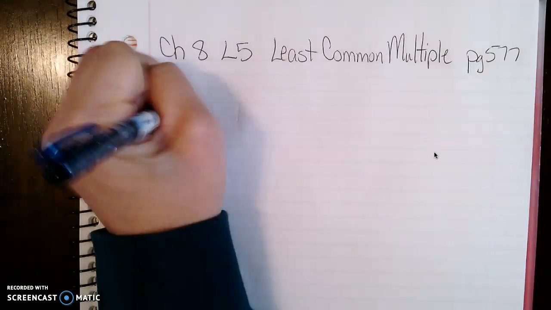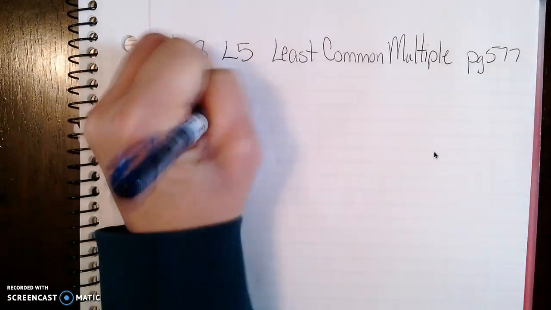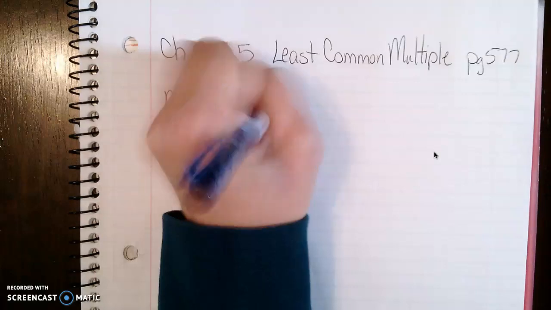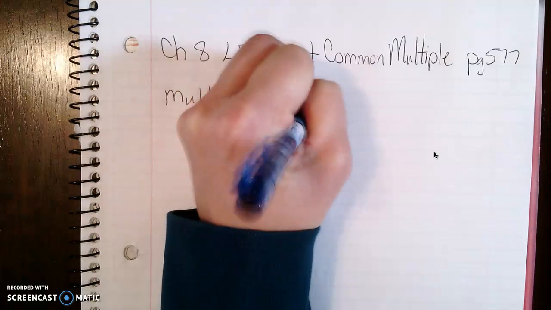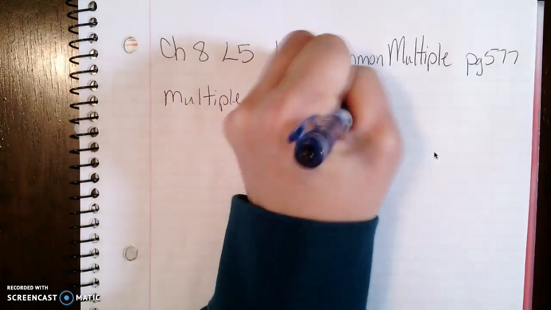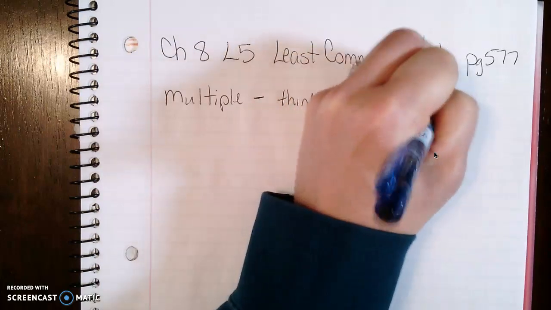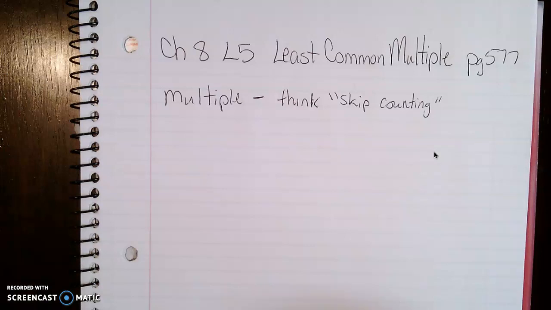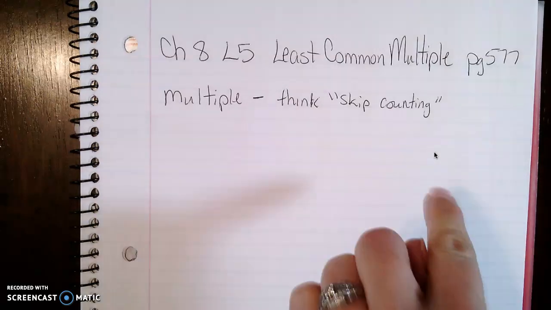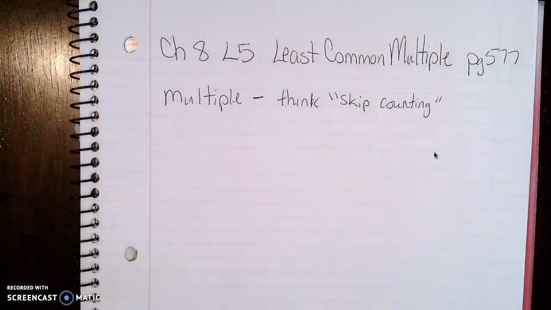So when you think about the word multiple, you can think skip counting. So basically going down your list, maybe on your multiplication chart of your fours, and you go 4, 8, 12, 16, 20, 24, 28, 32, and you go down all of your fours.